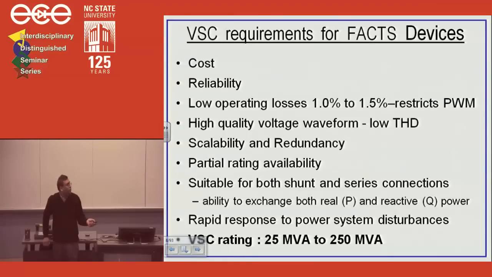They should give out the same high quality voltage waveform that we get from these machines. They should be scalable and redundant, so if parts of it fail, they should still be operating and give us partial rating availability. And then the next thing is that from the circuit point of view, think about a simple voltage source. From the circuit point of view, all we know is to put them in only two ways into a circuit, and that is either in series or in shunt.